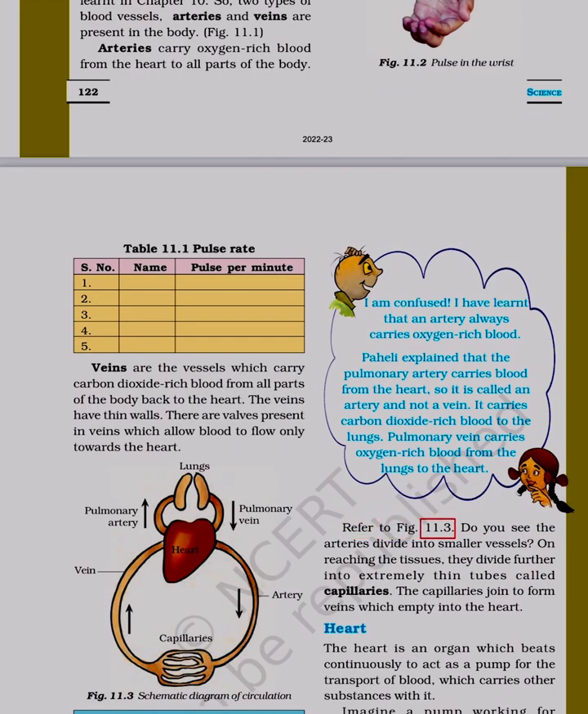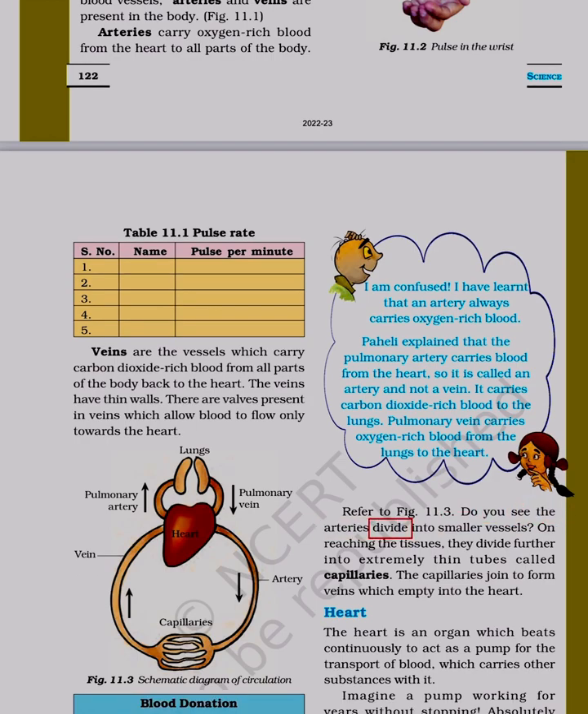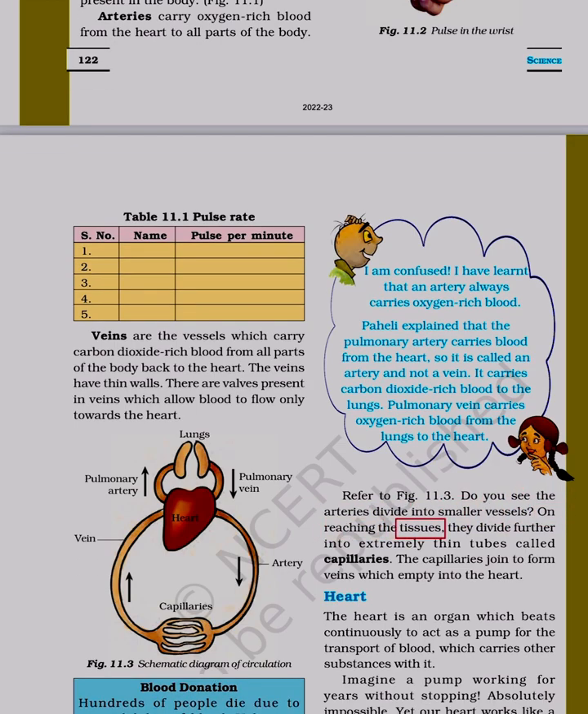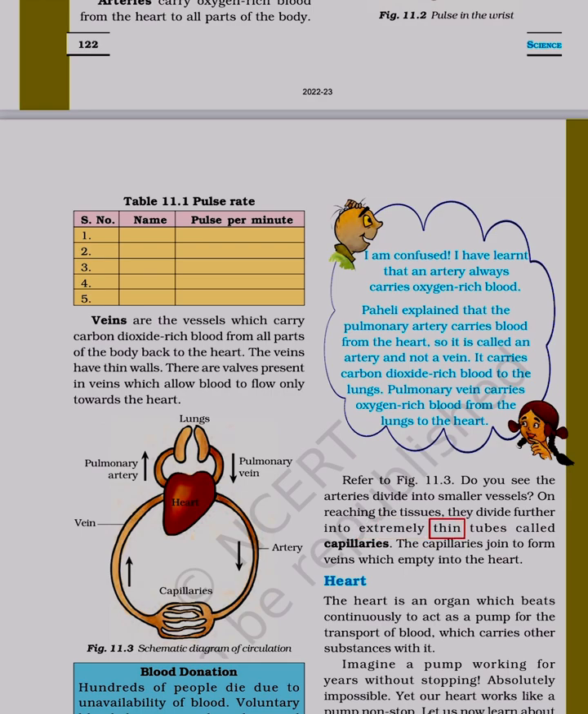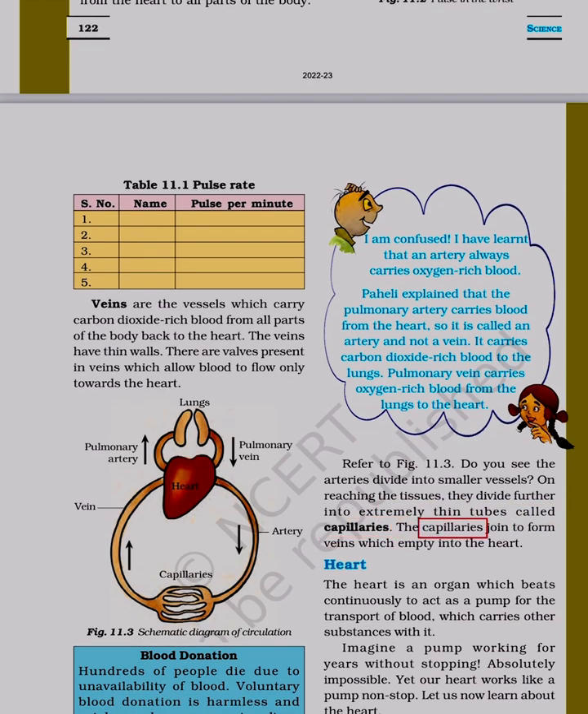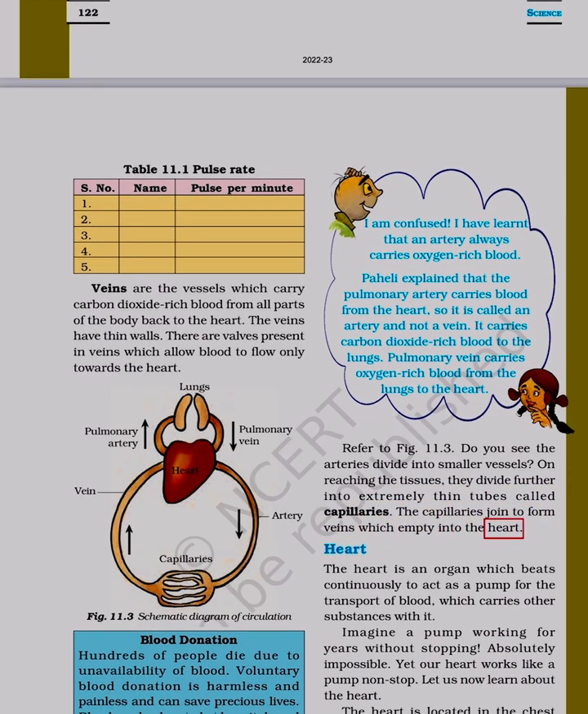Refer to figure 11.3. Do you see the arteries divide into smaller vessels? On reaching the tissues, they divide further into extremely thin tubes called capillaries. The capillaries join to form veins which empty into the heart.